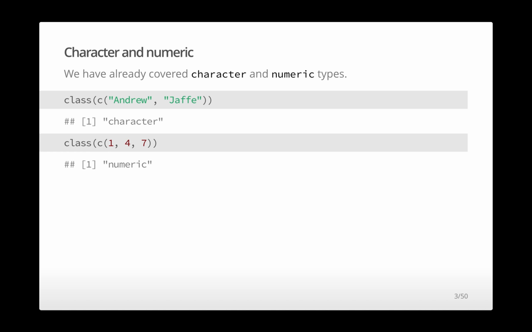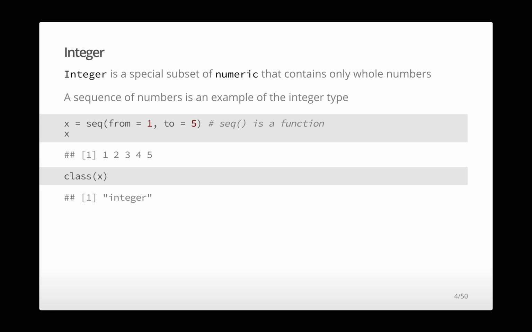So again, we just had this vector of Andrew Jaffe. It's a character class. Numeric. Integer, again, is a special subset of numerics that can only contain whole numbers. Before, we used that colon operator, 1:5, for example, which gave you a sequence of numbers 1, 2, 3, 4, 5. That is an integer. More or less, they aren't special. They don't do anything relatively unique compared to just working with real numbers. If you say class on something and it says integer, that's what it means.